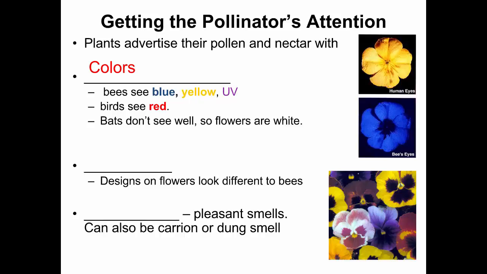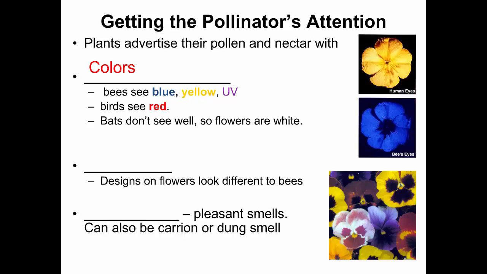Birds can see red well, and so often bird-pollinated flowers might be red. Does anyone have a hummingbird feeder in your house? What color is it? It's red. They're always red. Again, that's to attract birds to that feeder. Bats don't see well at all. Often flowers that are attracting bats or nocturnal pollinators are white in color.